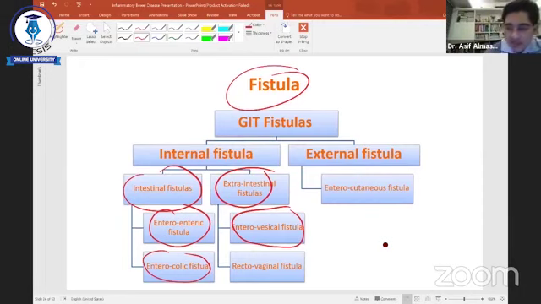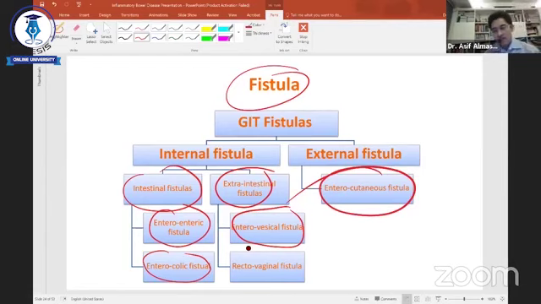And there may be external fistula as well, enterocutaneous fistula. So these are different types of fistula that may be present. Interintestinal fistula, that is enteroenteric fistula. Extraintestinal fistula may be present, and enterocutaneous fistula may also be present. Usually, enterocutaneous fistula is more common.